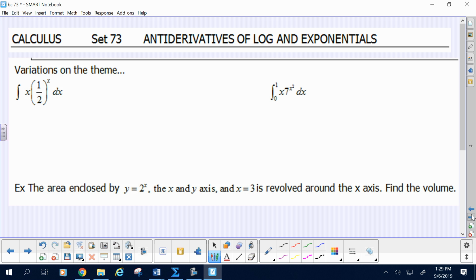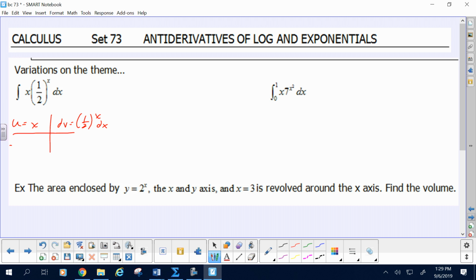That's a product. One's not the derivative of the other. What kind of technique would you use? How do you tackle a product where one's not the derivative of the other? It's not a chain rule derivative. Ultraviolet blue. So what should we let u equal? x, and therefore dv is 1/2 to the x dx.